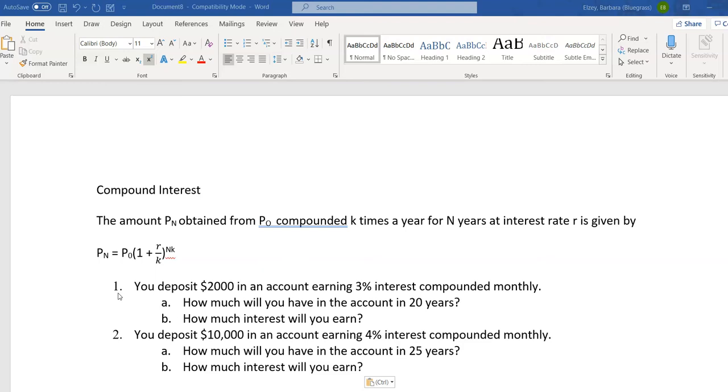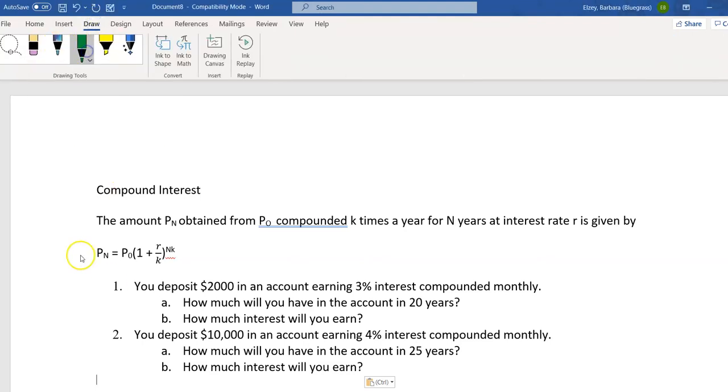So let's take a look at this formula. The amount P sub n obtained from P sub 0 compounded k times a year for n years at interest rate R is given by P sub n equals P sub 0 times (1 plus R over k) raised to the nk. So it's important that we just note a few things, and it may help you in your notes to do this.